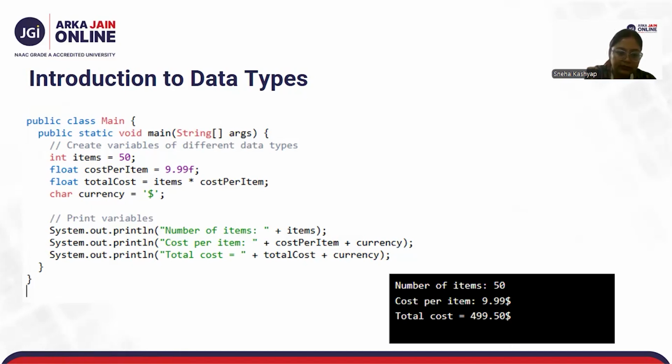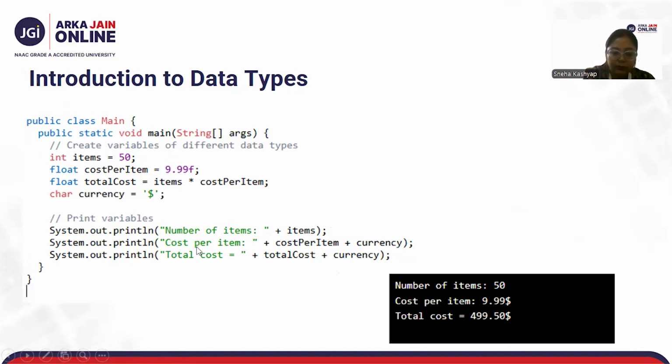The first one is the number of items. Here I've used system.out.println and taken number of items, and concatenating it, I'm giving item. This item will immediately move to the declaration and read the initialized value. Since the initialized value of item is 50, it will simply print number of items colon, along with a space, equal to 50. So this is how my output will look. The way you want, you can represent your output. So this is how my first line of output will look.